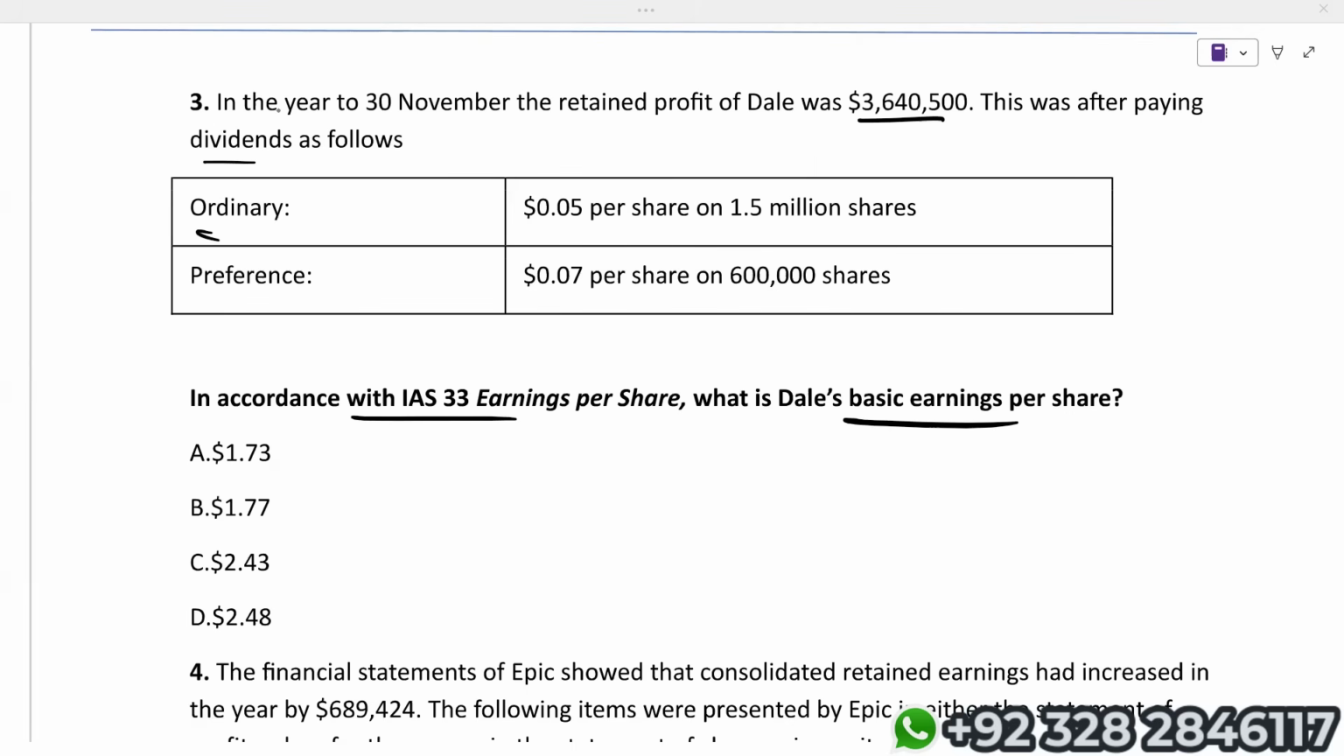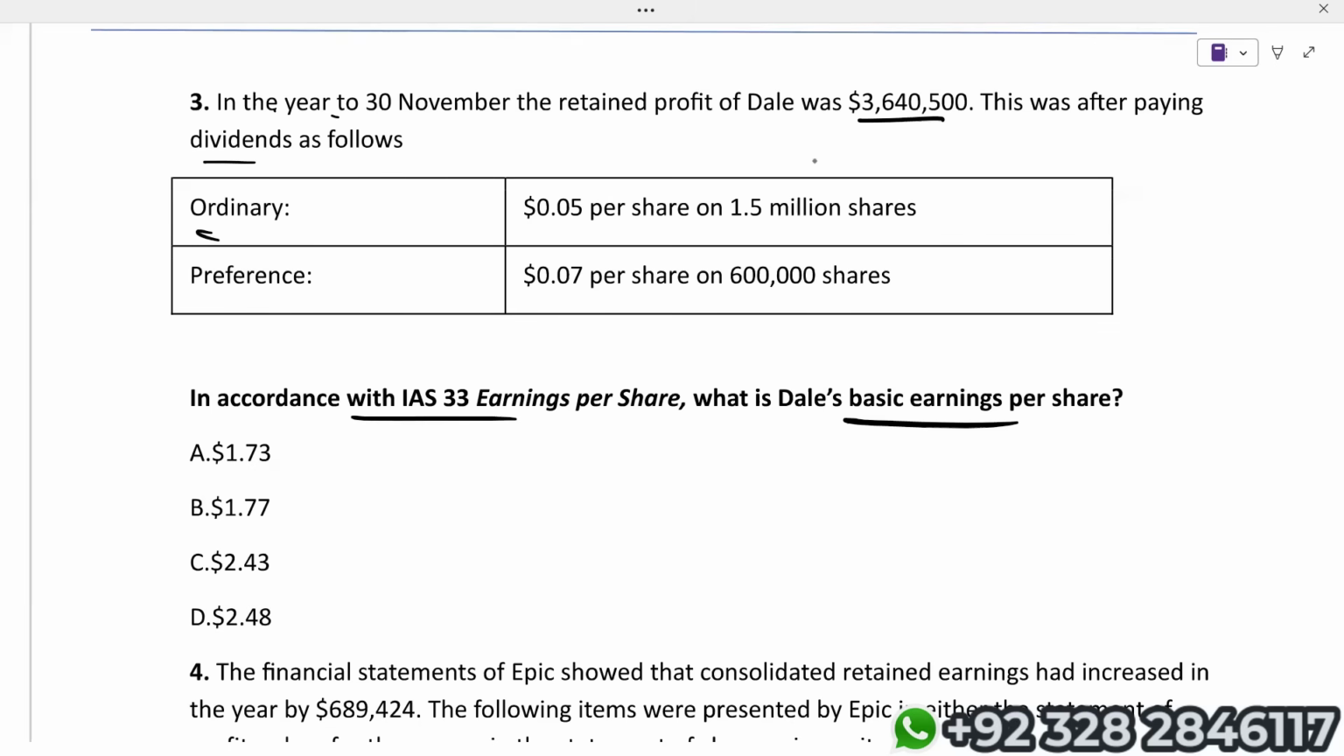Okay, let's try. In the year ended 30th November, retained profit is 3.64 million. And this was after paying ordinary as well as preference dividend. Now listen to me carefully. Students, when we calculate EPS, then we do deduct preference dividend, but we do not deduct ordinary dividend.